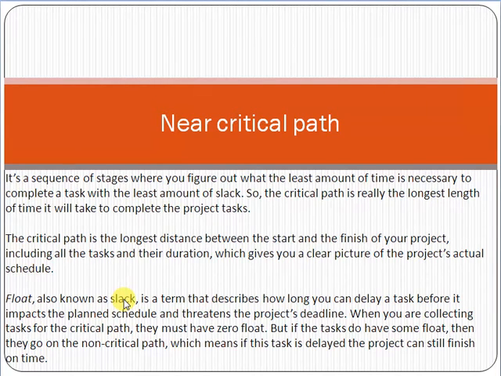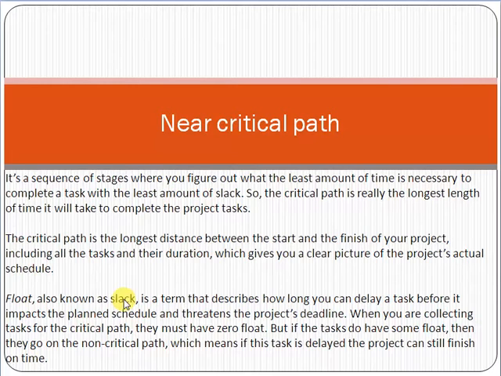Today we'll discuss a topic: near critical path. Friend, this topic pertains purely to project management, and in this video I will try my level best to explain the concept of near critical path in a very easy to understand manner, so that everyone can understand the term near critical path very easily.